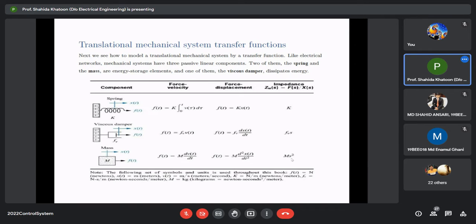So you can note down this and you can see the symbols. ft is expressed in terms of newtons, xt in terms of meters, vt in meters per second, k is the spring constant in newton per meter, fv is the damping coefficient or coefficient of viscous friction, in newton second per meter. M is the mass expressed in kilograms, and if you write it in terms of newton second square per meter from this equation. All right.